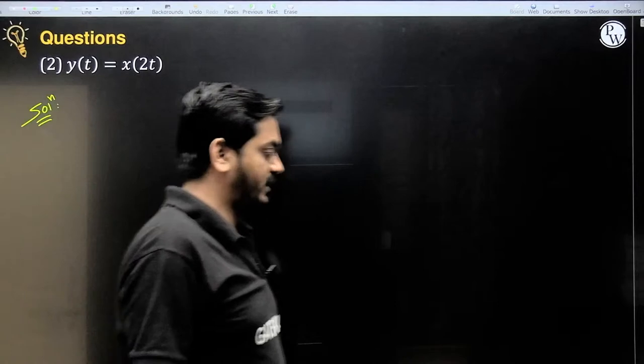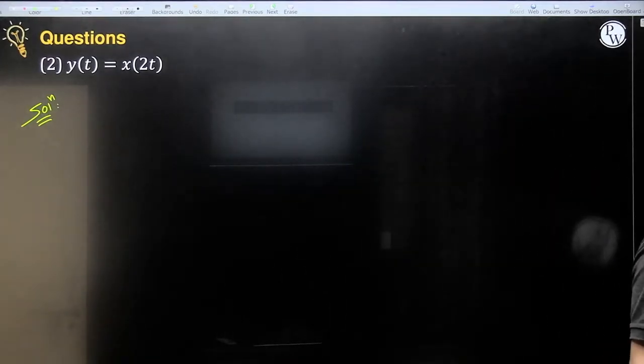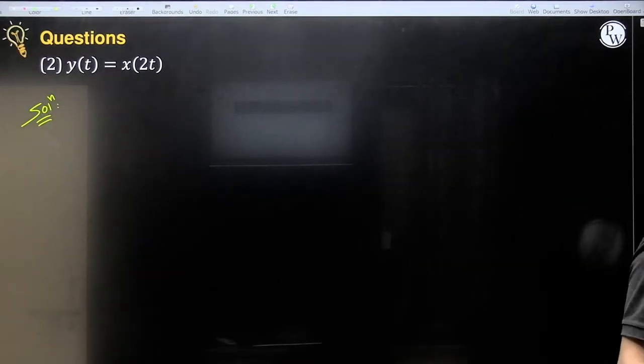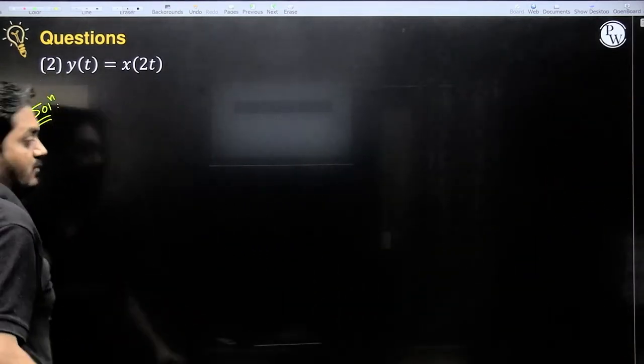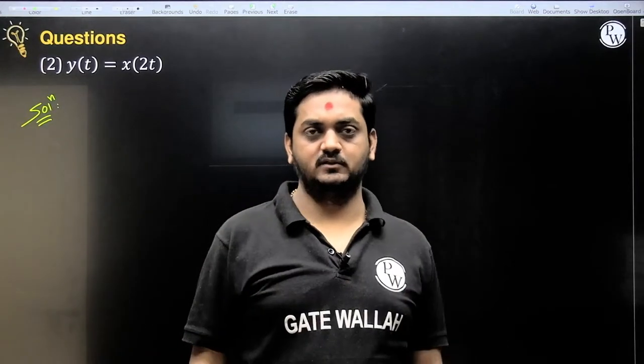y of t is equal to x of 2t. Tell me whether this is invertible or non-invertible. So, of course, time compression. Time compression, invertible or non-invertible?